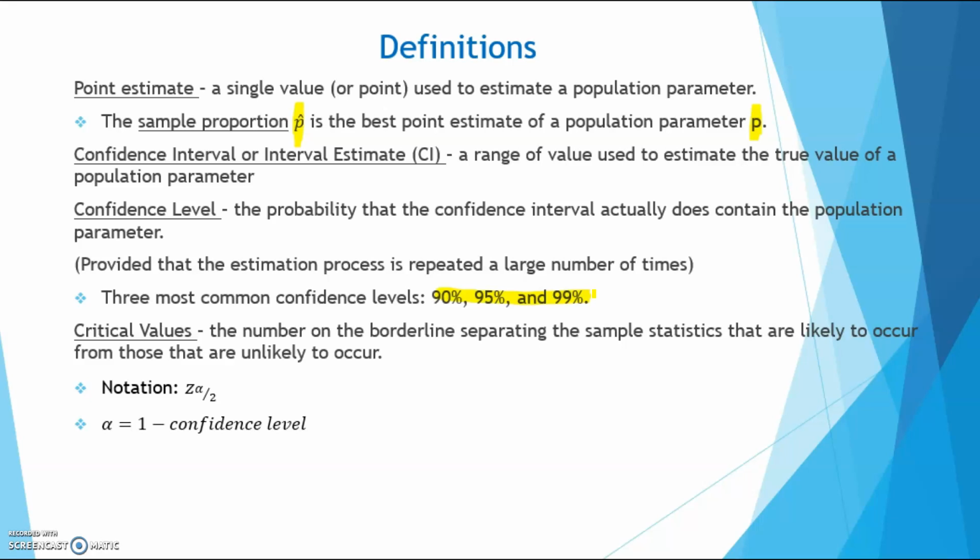Okay, and then we're going to have critical values, and it's a number on the borderline separating the sample statistics that are likely to occur from those that are unlikely to occur. Now we've got notations here. This is z sub alpha over 2. It's really just a z-score. And then alpha is equal to 1 minus the confidence level. So we'll come back to those here in a second.